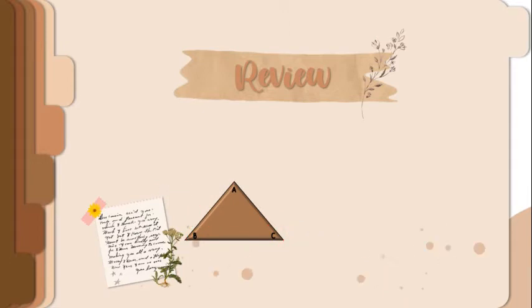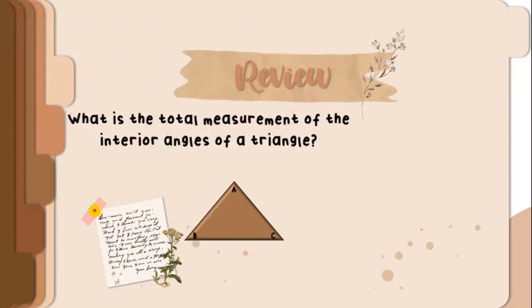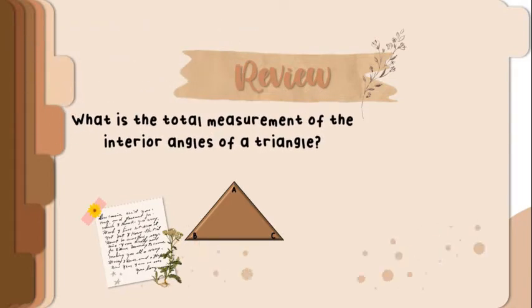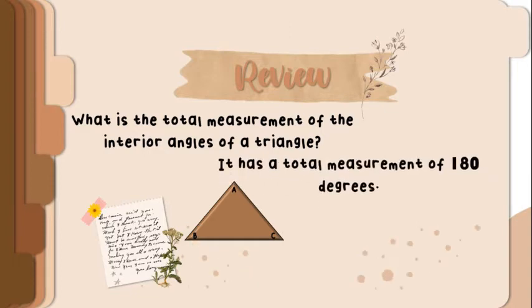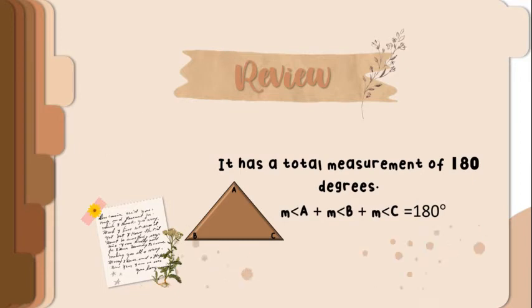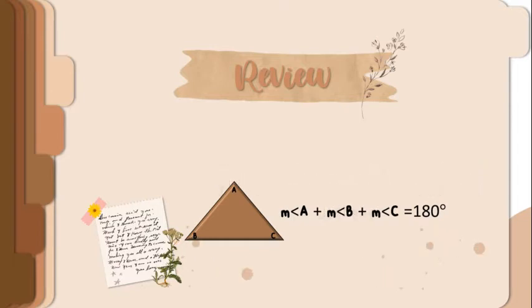Next question is, what is the measurement of the interior angles of a triangle? It has a total measurement of 180 degrees. In the same figure, we are going to add all the measurements of each angle, and in symbols, that is the measure of angle A plus the measure of angle B plus the measure of angle C is equal to 180 degrees.